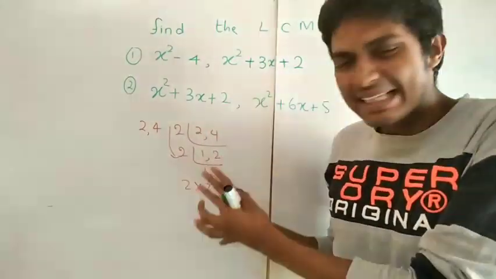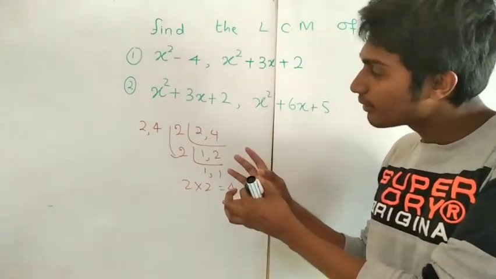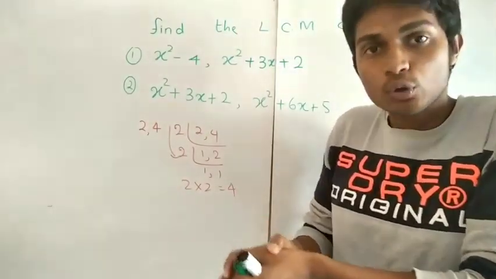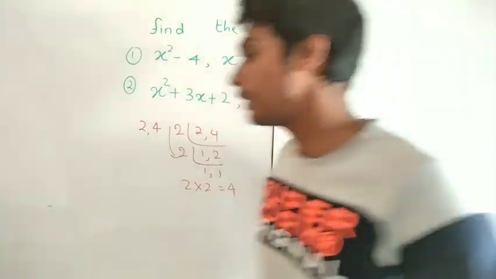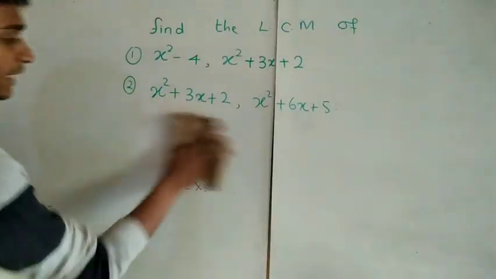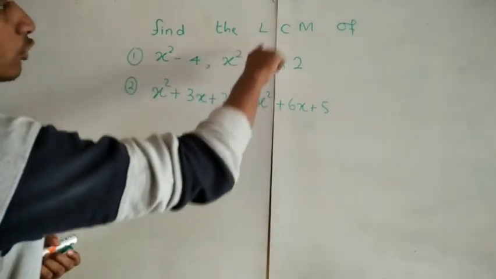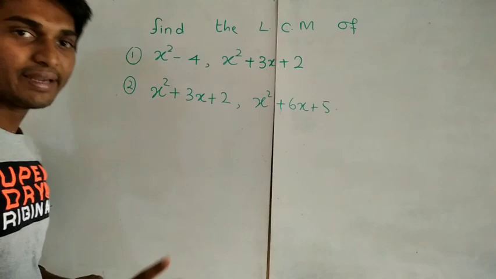So how can we apply this method over here? That is the question today, and that is what we are going to look at. To begin with, let me consider the first example, x squared minus 4, x squared plus 3x plus 2.